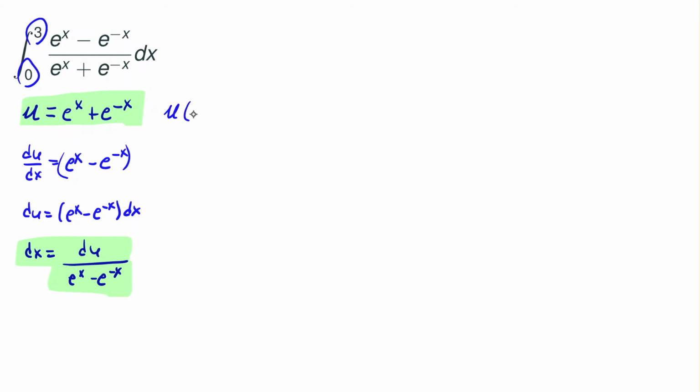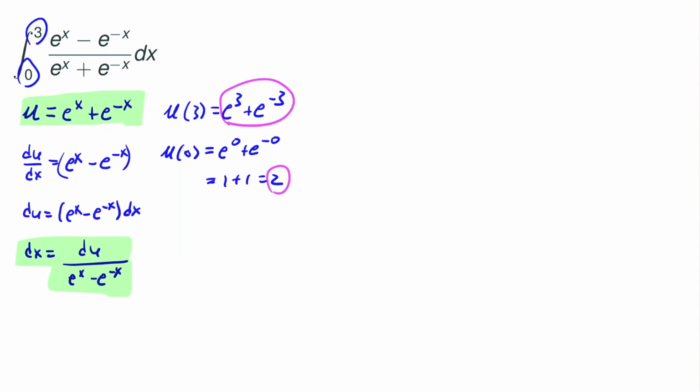When x is 3, we have e to the 3 plus e to the negative 3. I'm plugging 3 here and 3 here. For this one, this is as simple as we can write it. For 0, we have e to the 0 plus e to the negative 0. Negative 0 is 0, so we have e to the 0 plus e to the 0. And anything to the 0 power is 1, so we have 1 plus 1 equals 2. So these two are the bounds now.